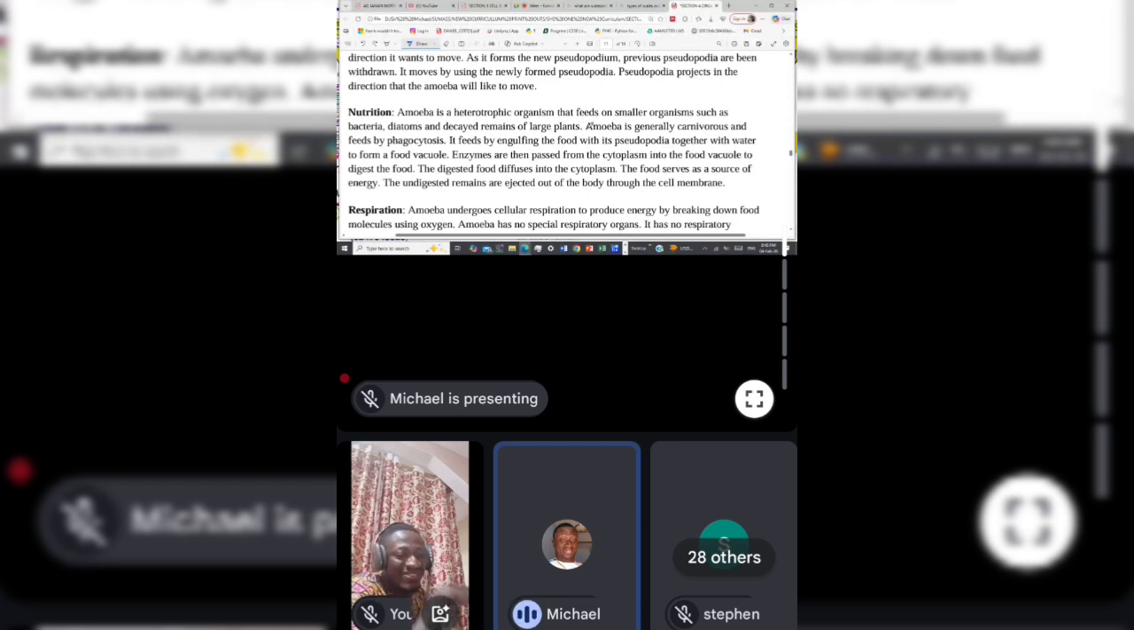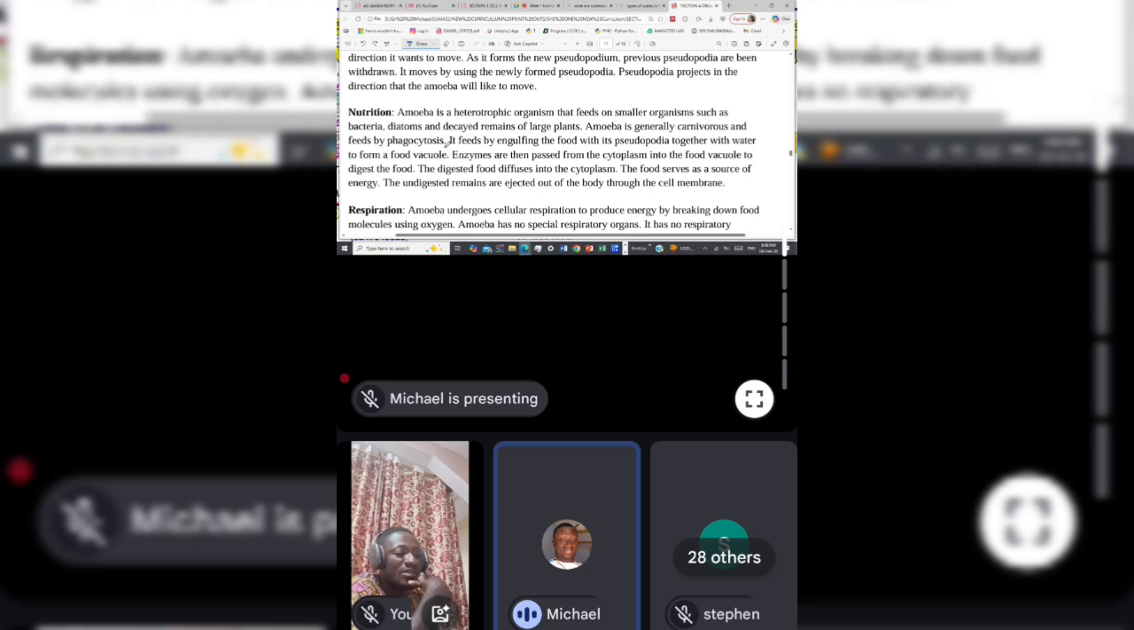So there are some organisms that are smaller than amoeba. That's the bacteria, diatoms, and decayed remains of large plants. Amoeba is generally carnivorous. That means it feeds mostly on other animals, the bacteria and the rest. It doesn't feed on plant-like things, but it feeds on anything, but its appetite is largely for other animals, the bacteria and diatoms. And it feeds by phagocytosis.